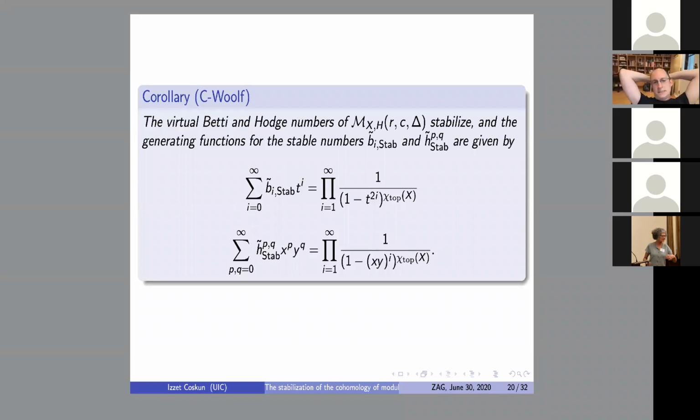The consequences are, first, the virtual Betti and Hodge numbers of these moduli spaces, where again X is rational and H is a polarization that satisfies the same properties as in the theorem. First of all, these stabilize, and you know what the generating functions for the stable numbers are. They are given by this. So you can actually work out what the stable numbers are. In P2, these things look like 1, 2, 6, 13, 29, 57, and so on and so forth. You can actually work these things out.